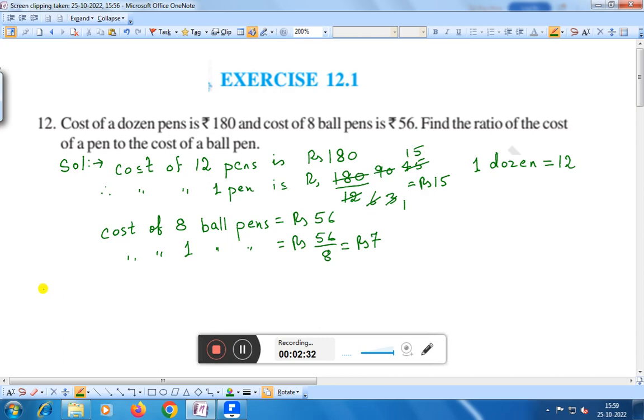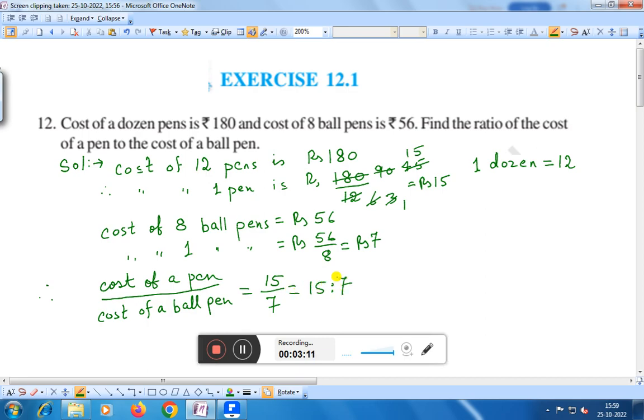Therefore, we can find the ratio of the cost of a pen to the cost of a ball pen. The cost of a pen is 15 and the cost of a ball pen is 7. That is, if we find the ratio, it is 15 is to 7, right? Therefore, we got the answer.